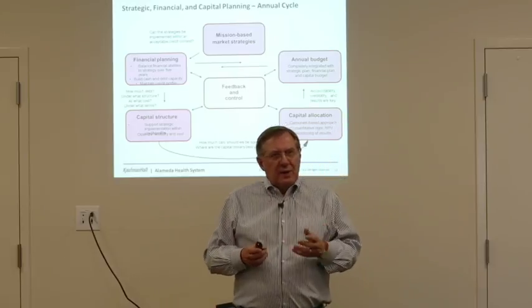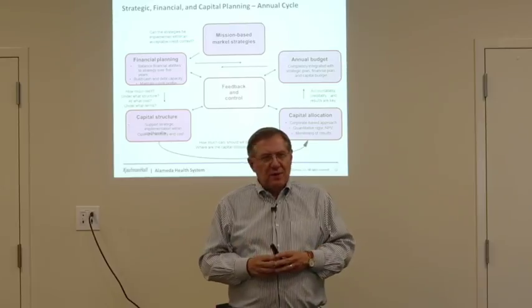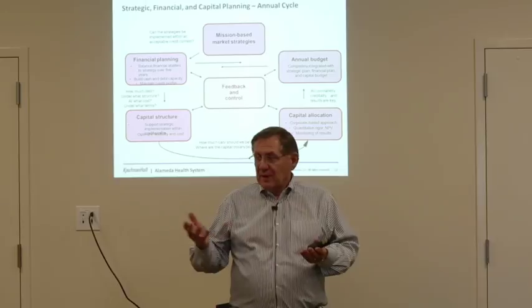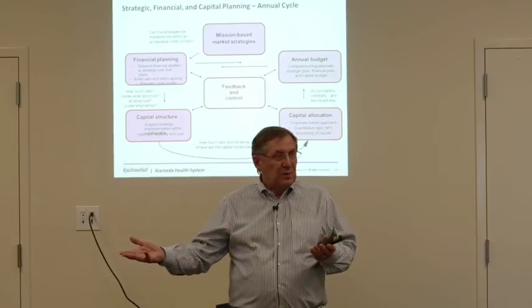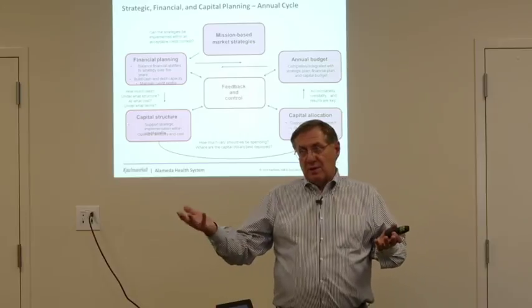And at that point, the board looks at that discussion we just had and says, gee, you know, we think you need to have a 5% EBITDA margin because we have all these things that we want to do. And so they'd say, here's your operating target, and here's how much money you can spend on capital.